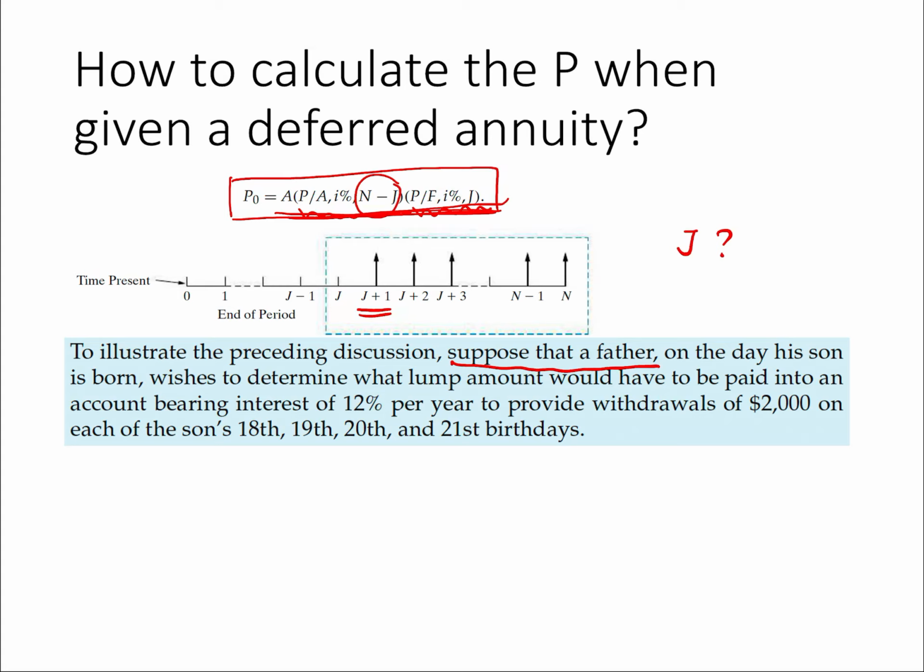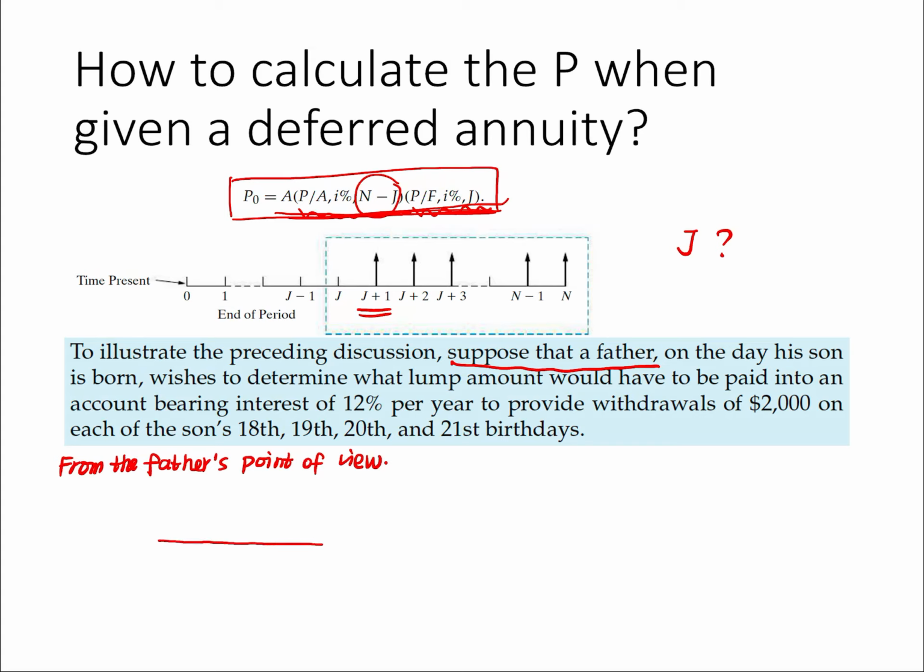So this is a deferred annuity problem, because that annuity, the 2,000, the same amount every year, does not happen at the end of the first year. Okay, it happened at a later time, which is the 18th birthday. So now let's just draw this diagram. Okay, so you can look at it from the viewpoint of the father. So from the father's point of view.